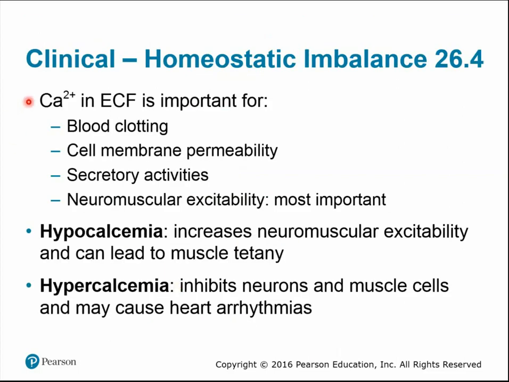So calcium is important for blood clotting, cell membrane permeability, secretory activities, and neuromuscular junction excitability. This is probably the most important role of calcium in the extracellular fluid. Remember from Anatomy 1, the calcium is what's going to bind to the troponin, right? Remember the actin and myosin filaments. The actin has those regulatory proteins blocking the binding sites. Once calcium is released, it binds to that troponin and opens up those binding sites so we can have our cross bridge formation and muscle contraction.